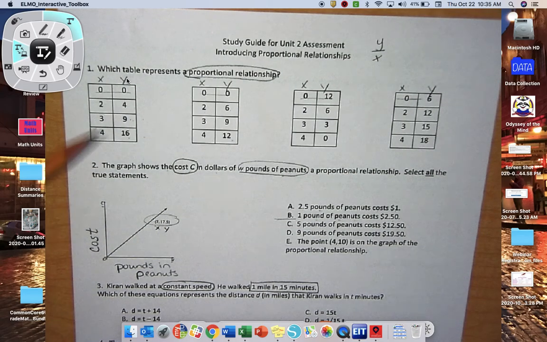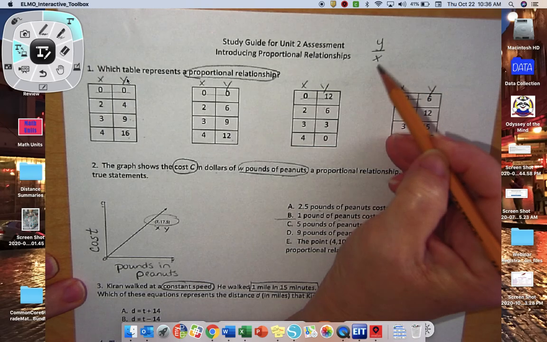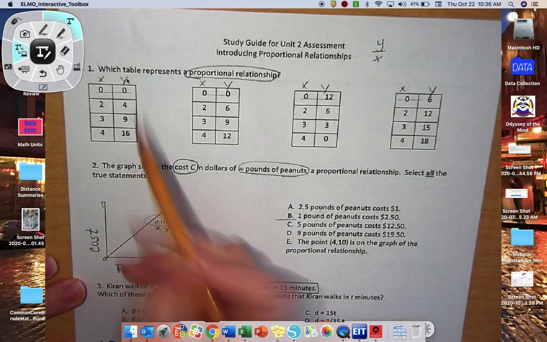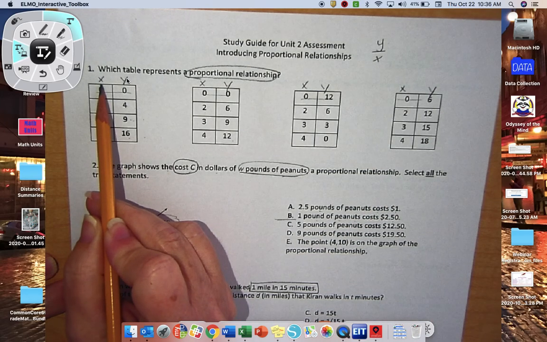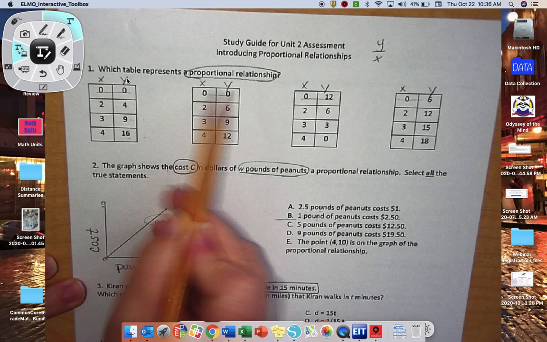So when we're looking at the first question, number one, it says which table represents a proportional relationship? Remember, when you're finding whether or not you have a proportional relationship, the first thing you have to do is find the constant of proportionality every single time. And that's always in the format of y over x, y divided by x. So your tables here are always set up as x, y in that order.